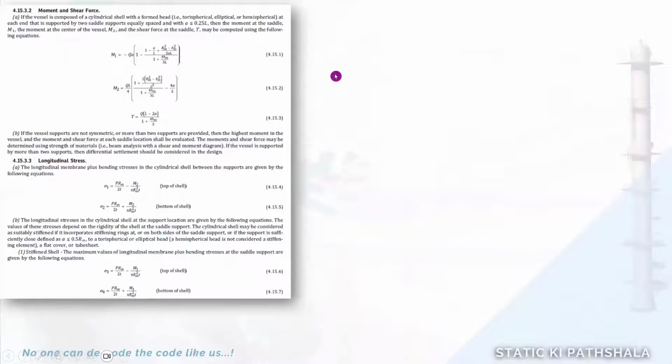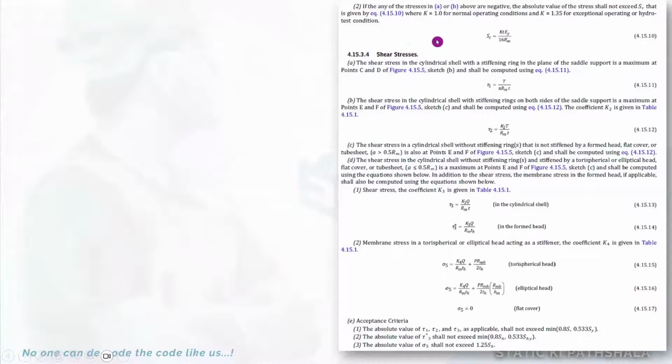This is the procedure given in Division 2 for saddle design, 4.15.3.2. Here we calculate the moments, and after that we calculate a variety of stresses. For longitudinal stress, there is a variety of criteria given, so as per your requirement you have to calculate these stresses. Then you calculate shear stresses, depending on the distance near the shell, in the area where it is connected with the vessel. Whether it is very close or away from it, accordingly these equations will change.